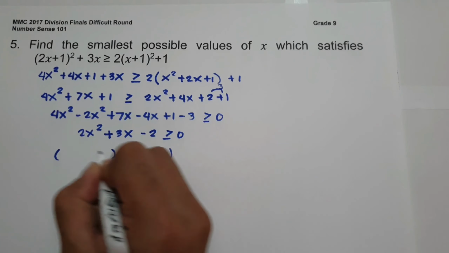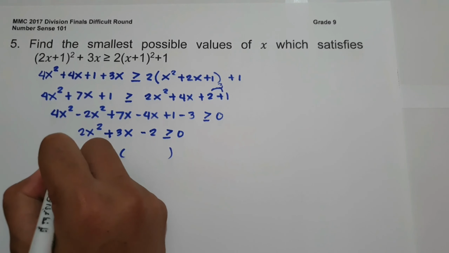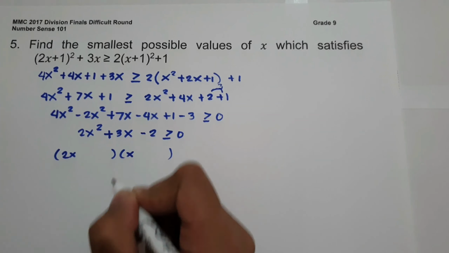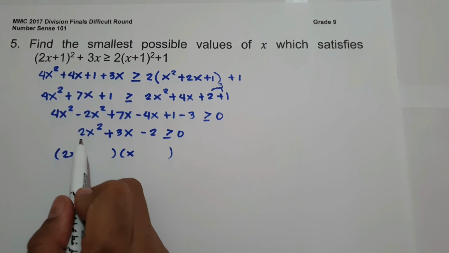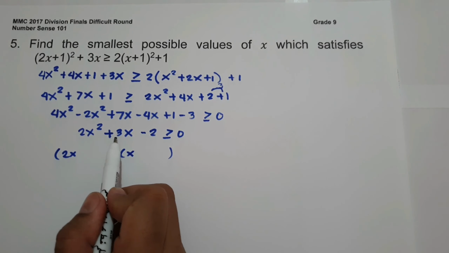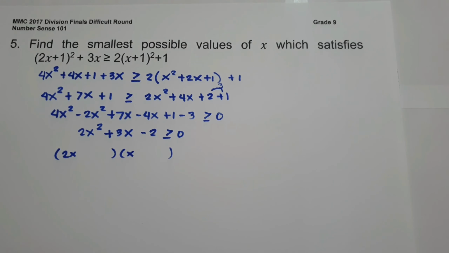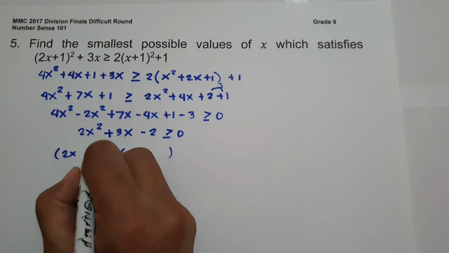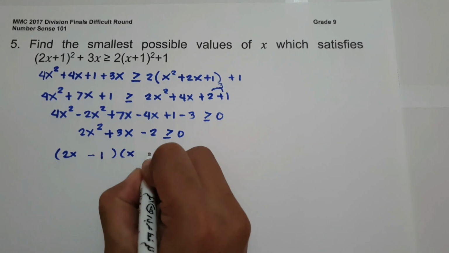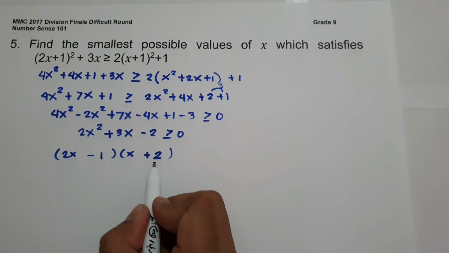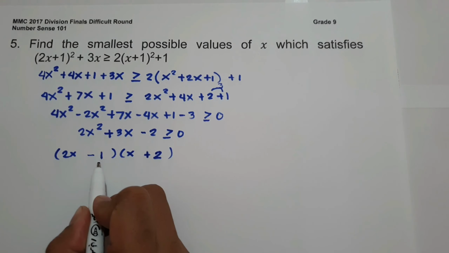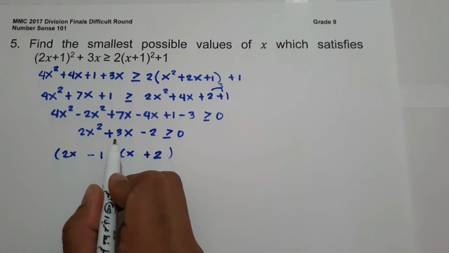So the factors of 2x squared are 2x and x. And what are the two numbers? If we multiply, we can get negative 2. And if we add, considering the value of a, that is 2, we can get the sum of 3. So let us have negative 1 and positive 2. 2 times 2 is 4, and negative 1, that is positive 3.